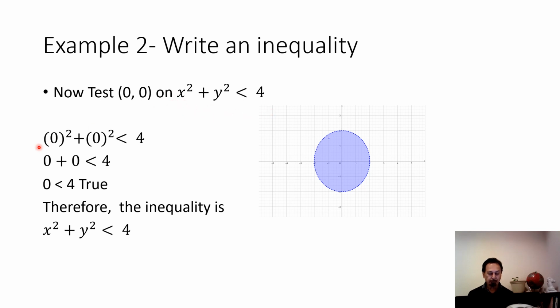So where x is equal to 0, where y is equal to 0, it becomes 0 squared plus 0 squared less than 4, 0 plus 0 less than 4, 0 less than 4, which is true. So therefore, the inequality we have chosen is the right one. So the answer is x squared plus y squared less than 4.